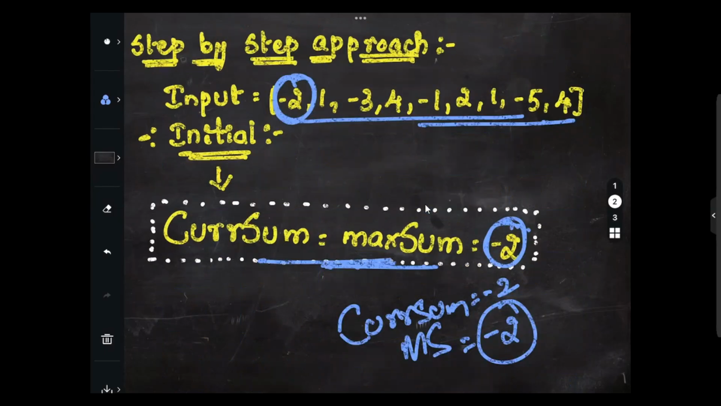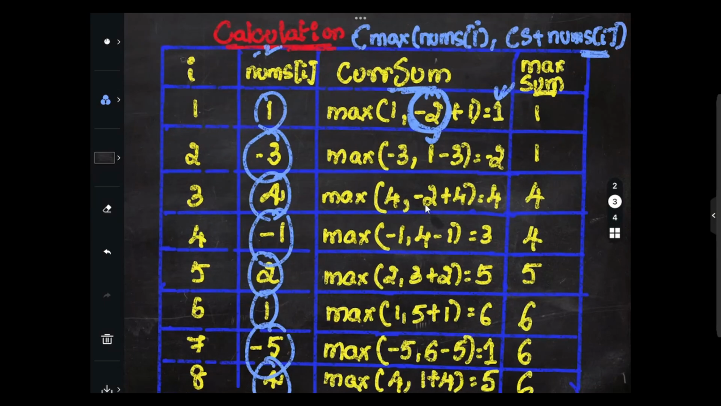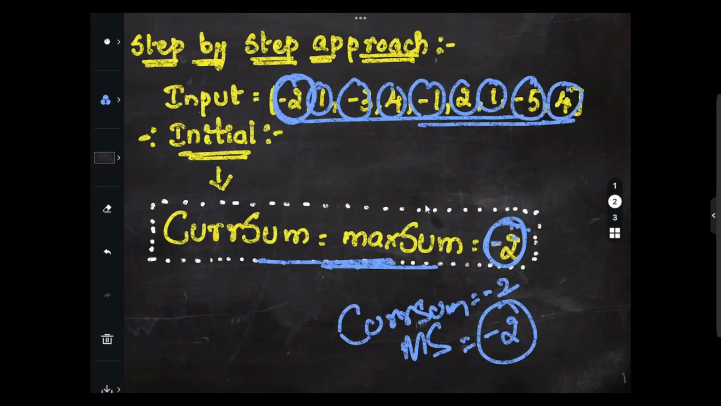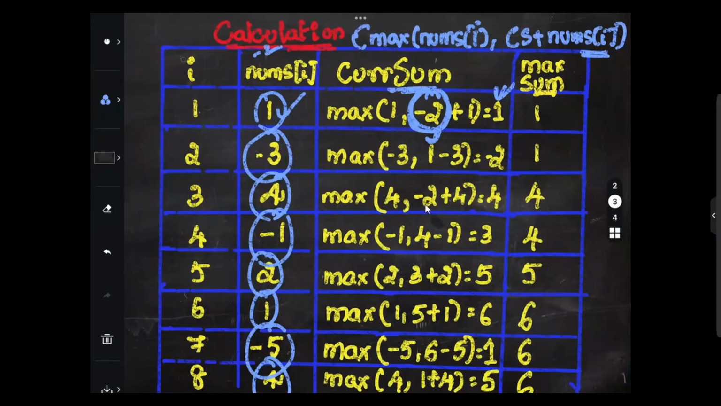How did this come? These are the next elements after -2: 1, -3, 4, -1, 2, 1, -5 and 4. So the first thing here is we have to calculate the maximum. Maximum is max of nums of i, which is 1, comma, current sum plus nums of i. Current sum is -2, the previous one, so -2 plus 1 is -1... again this is 1. Max of 1 comma 1 is 1 itself in this case.